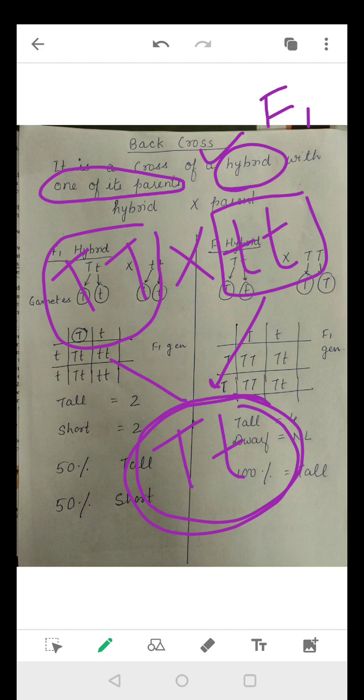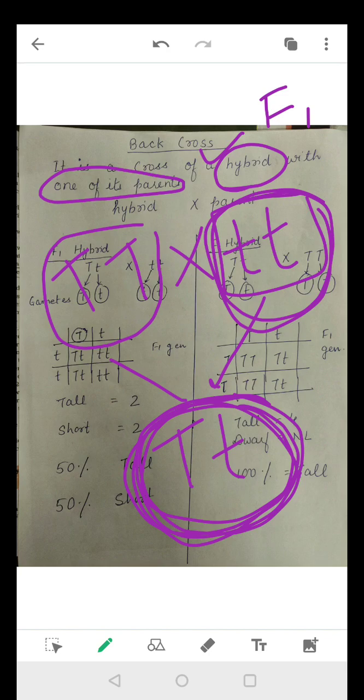I hope you're getting some questions in the mind. Test crosses are when we cross it with the recessive parent, and back crosses are when we are crossing with any of the parents, right? There we have F2 generation. Here we have individuals from F1 generation.